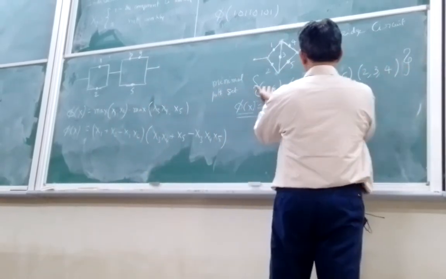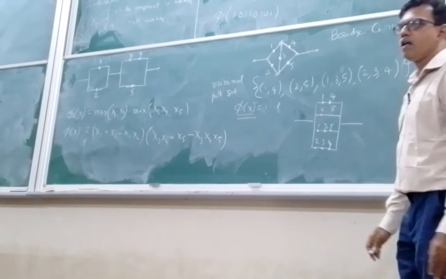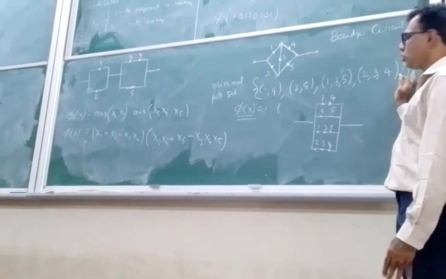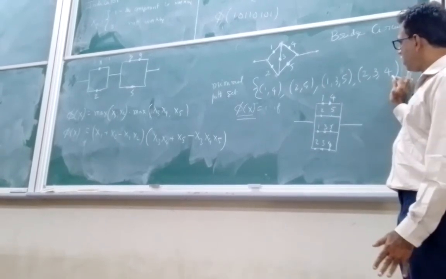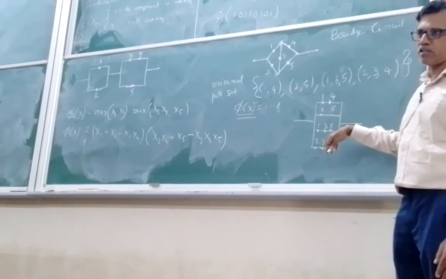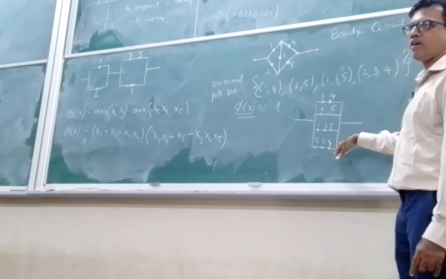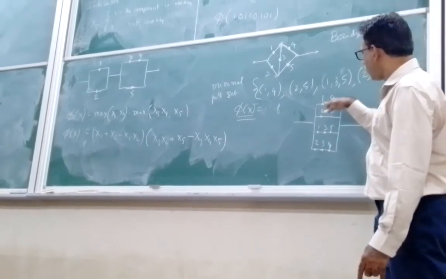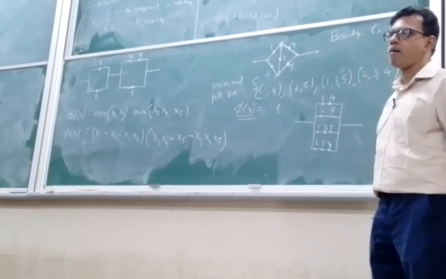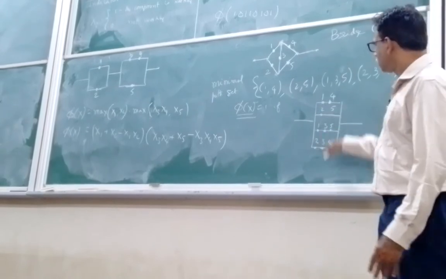It is a family of these sets. Then once we identify this, the diagrammatic representation of the structure function is nothing but a parallel version of series, where each series corresponds to one minimal path set. 1, 4.